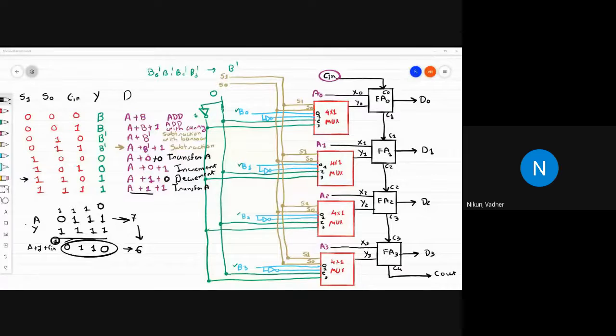Okay, so let's conclude our session here. Let me tell you what we have discussed today. Today we have discussed the arithmetic circuit, the 4-bit arithmetic circuit. In the exam, this question can be asked like: draw and explain the 4-bit arithmetic circuit with table. You have to draw the circuit as well as prepare the function table.